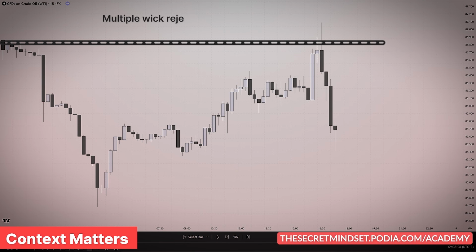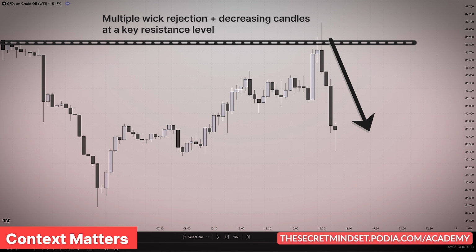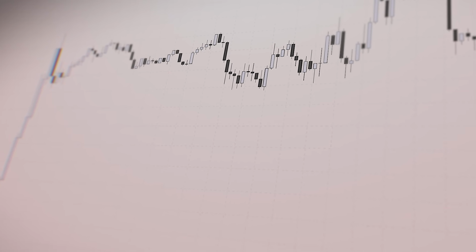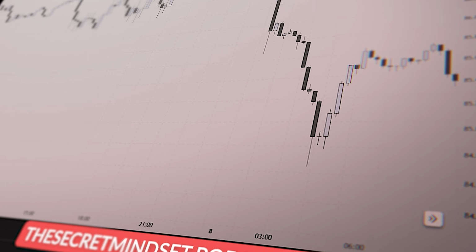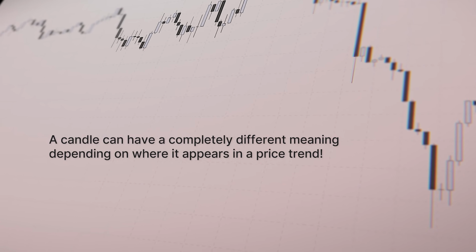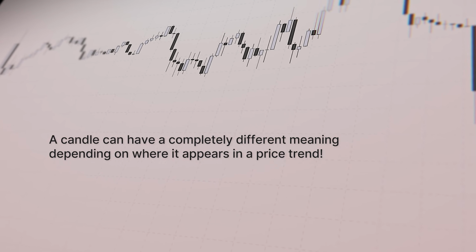With this method, you'll soon realize that reading price action isn't about memorizing dozens of candlesticks. It's about observing price bars as they form and understand what the market has done and is currently doing. The context of the price move is crucial. A candle can have a completely different meaning depending on where it appears in a price trend.